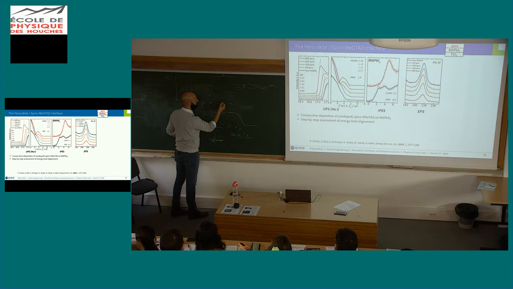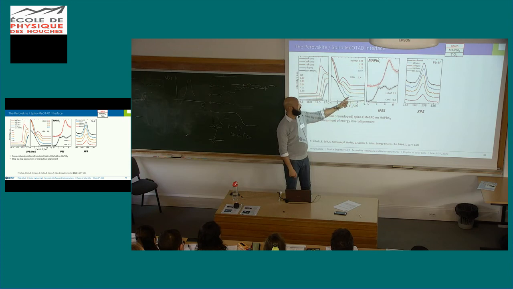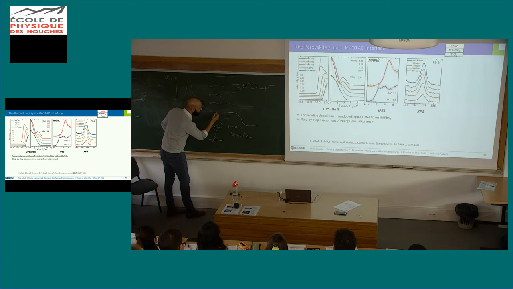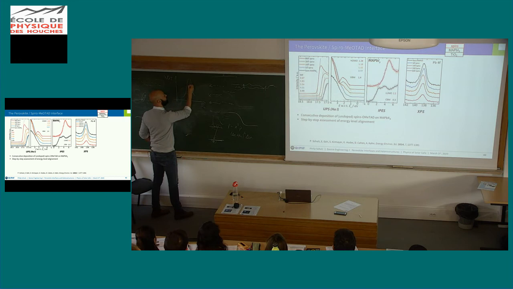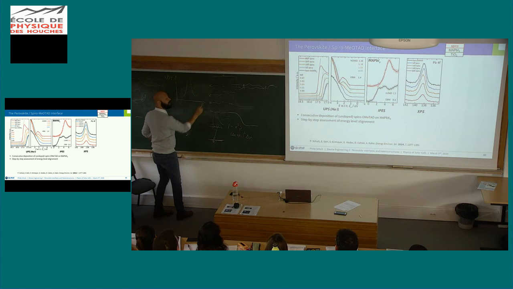Now, this kind of information is completely screened in IPS and UPS, because you don't have any sort of chemical sensitivity here. You can't tell if the electrons that you collect are coming from the perovskite or from the organic material. But for the Pb 4f, you know it's coming from the perovskite. So what you actually see is this band bending. If there is no band bending, then the Pb 4f peak would look like this. It's a little bit attenuated, thus I made the intensity smaller. But if there is band bending in this direction, it would look like this. Is this clear?